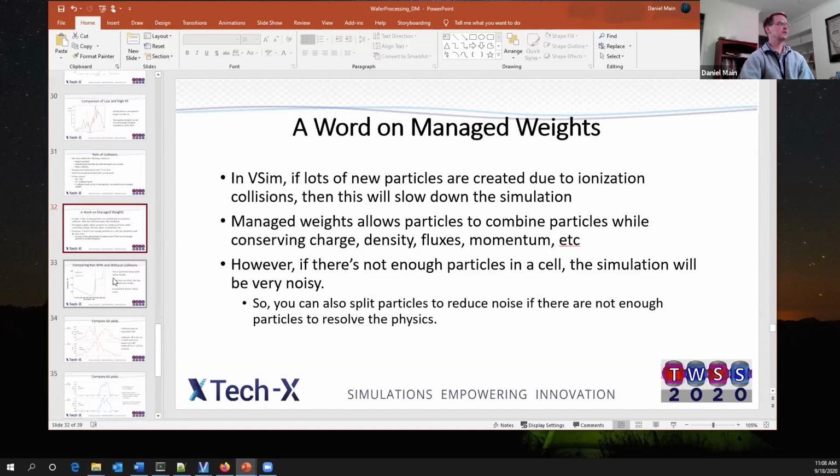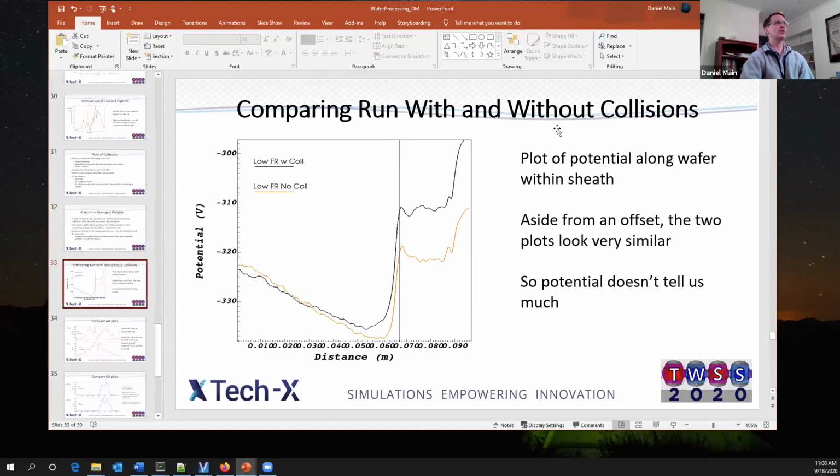Okay, so now let's just compare runs with and without collisions. So this is potential. Again, this is a cut along the sheath. I'm using the low focus ring because I was getting better results with the low focus ring. And the black curve is with collisions. The green curve is without collisions. These look very similar. This is the end of the wafer here. So the dynamics or the shape of the potential through the sheath doesn't really tell us a lot.